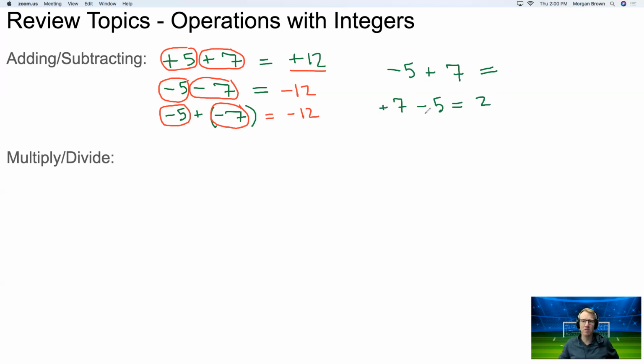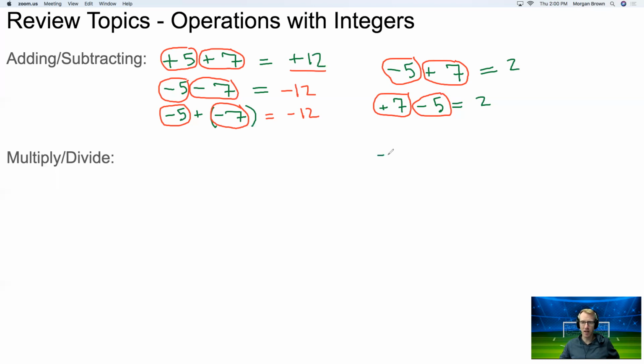It's a +7 grouped together with a -5. So if I group them in this order, +7 grouped together with -5, or I group them as a -5 and a +7, it's the same grouping, so it's got to have the same result. It equals 2 in both cases. The bigger number is positive, so the final result is positive.